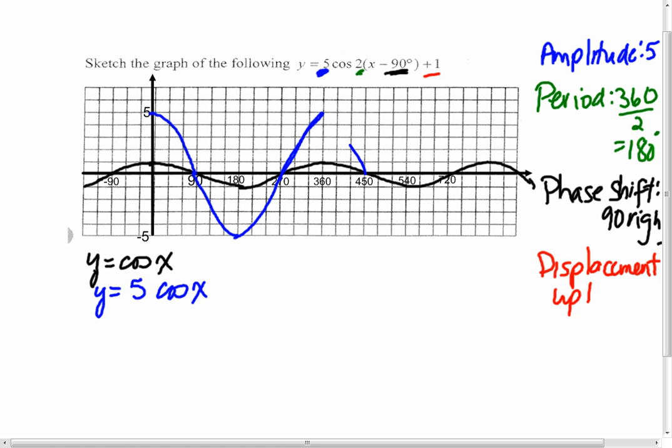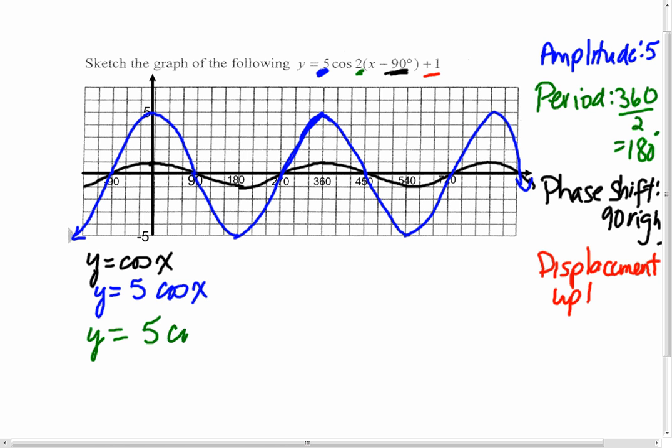0 at 450. Low at 540. 0. High. 0 again. To the left. There. Y equals 5 cos x. The next transformation is where we have a horizontal compression 1/2 in this case, where our period becomes 180.